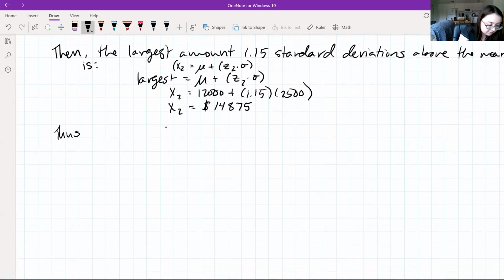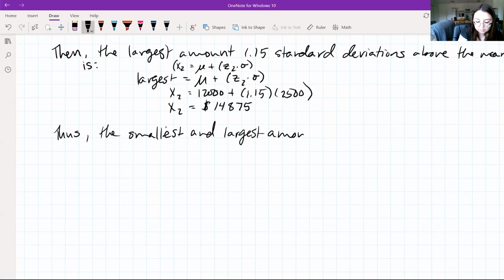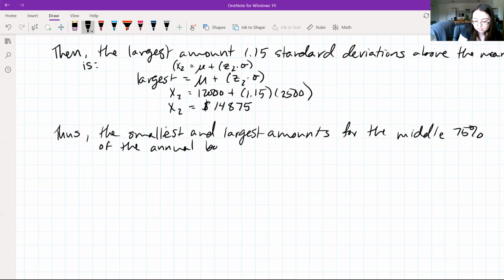This tells us the smallest and the largest amounts for the middle 75% of the annual bonuses are $9,125 and $14,875.